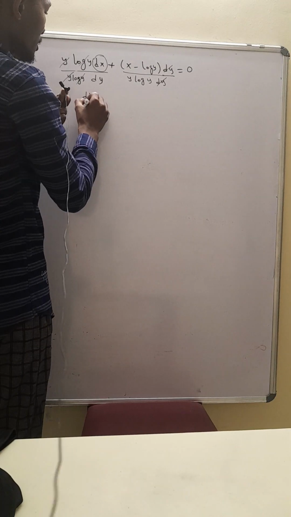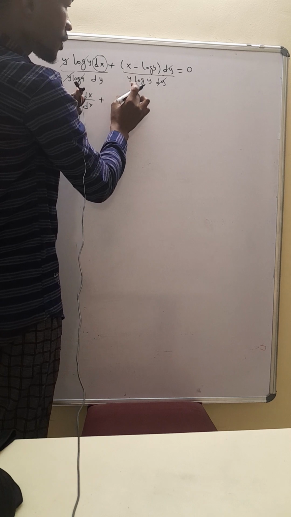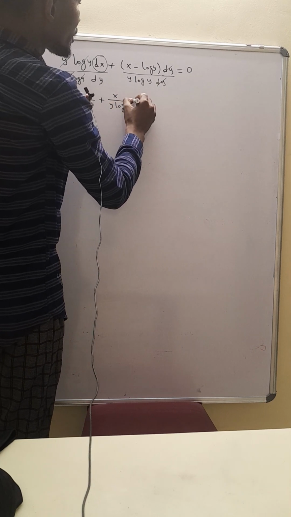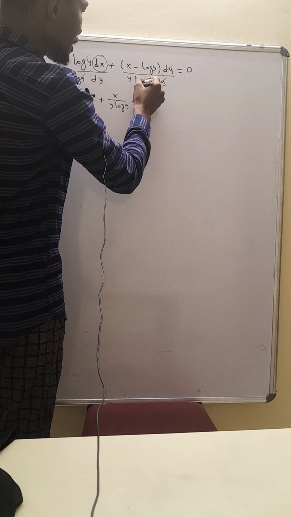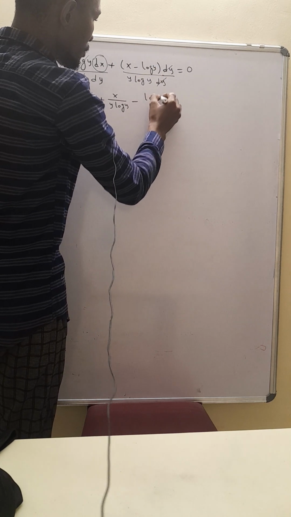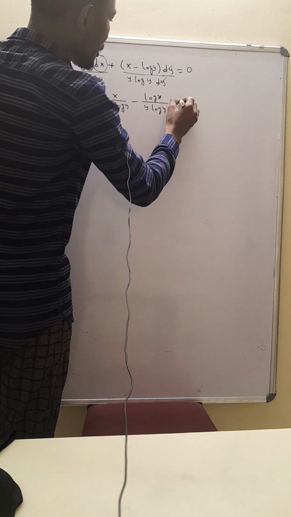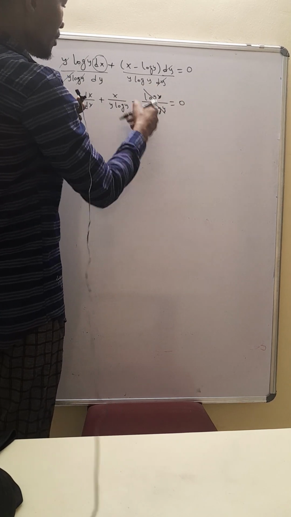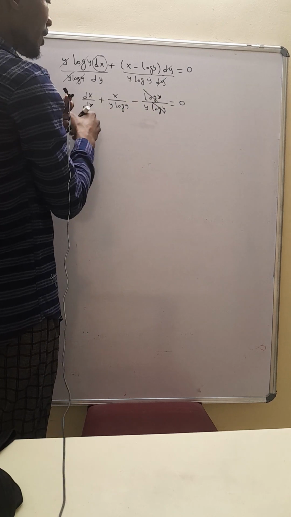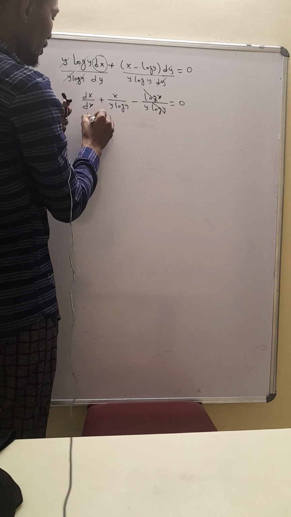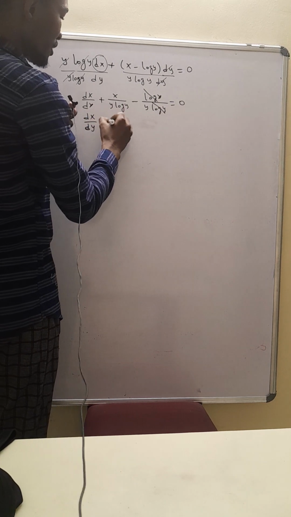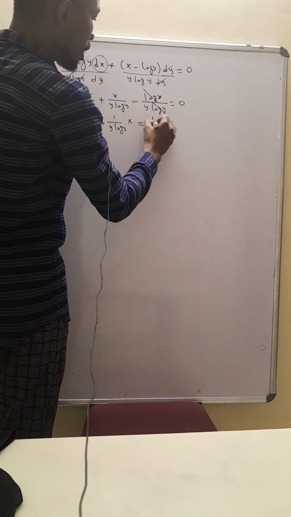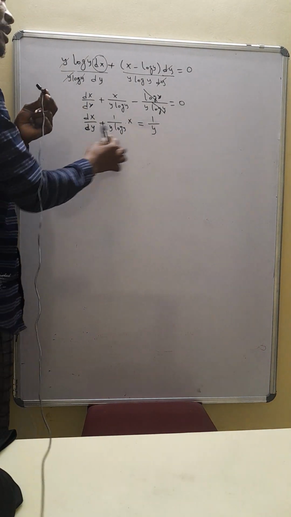So dx dy plus, this divided by this will be x upon y log y, then minus this and this log y upon y log y equal to 0. Now see, this and this will be cancelled out. Minus 1, this guy can go there because there are only terms of y, and this is dx by dy, x, and you can go there. So dx dy plus 1 upon y log y times x equal to 1 upon y. This is in a linear form.